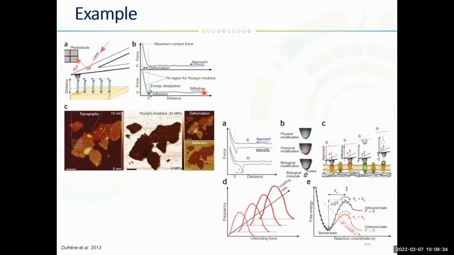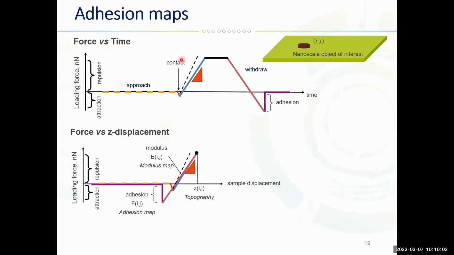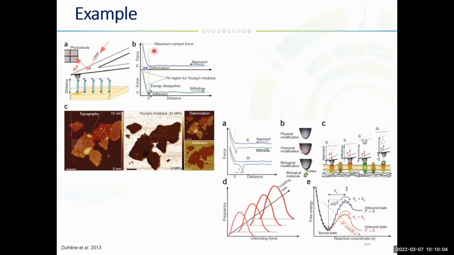So just an example. On the left-hand side, you can see AFM topography and different multiparametric maps on a membrane that is absorbed onto mica and then imaged in buffer solution. Here you can see these curves that I was talking about in the previous slide, and this is how they look in the actual experiment.